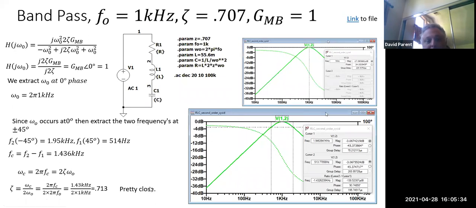Now I can solve that zeta is actually the bandwidth divided by omega naught divided by 2. And in this case, I get 0.713. Otherwise, if you try to just pick a point and use complex math to solve for it, you are in for a world of suffering and hurting.